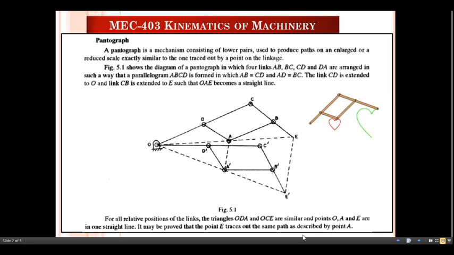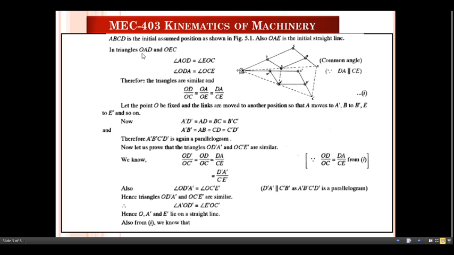As per our previous discussion, whatever path is traced by point E is the same as that of point A. So here we can get the enlarged scale of the same. Whatever the path traced by this one and this one is similar, but we get an enlarged scale. Now ABCD is the initial assumed position, and OAE is the initial straight line.